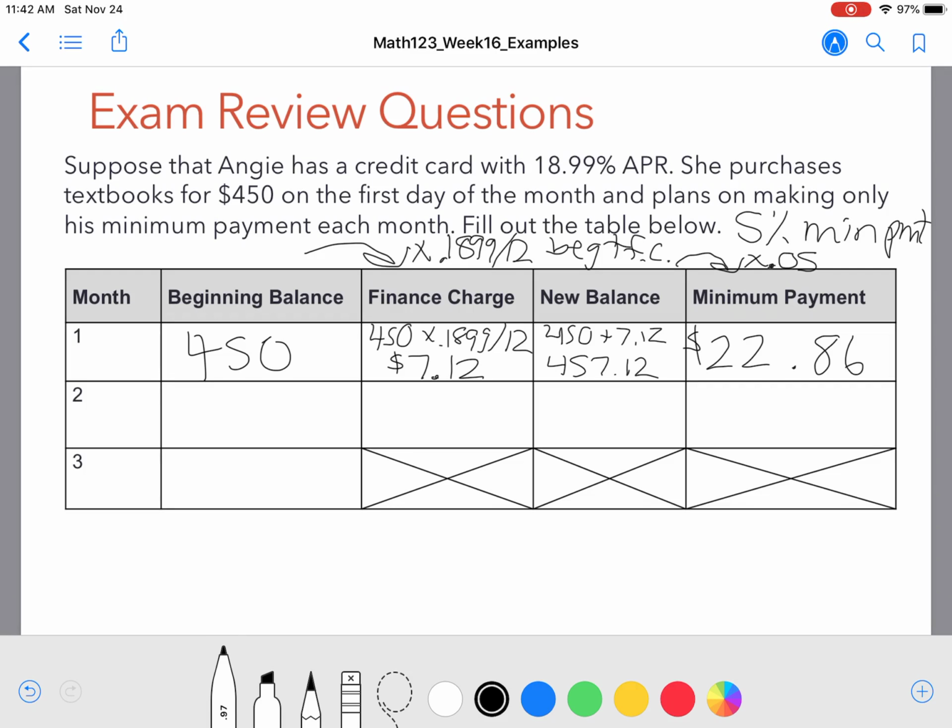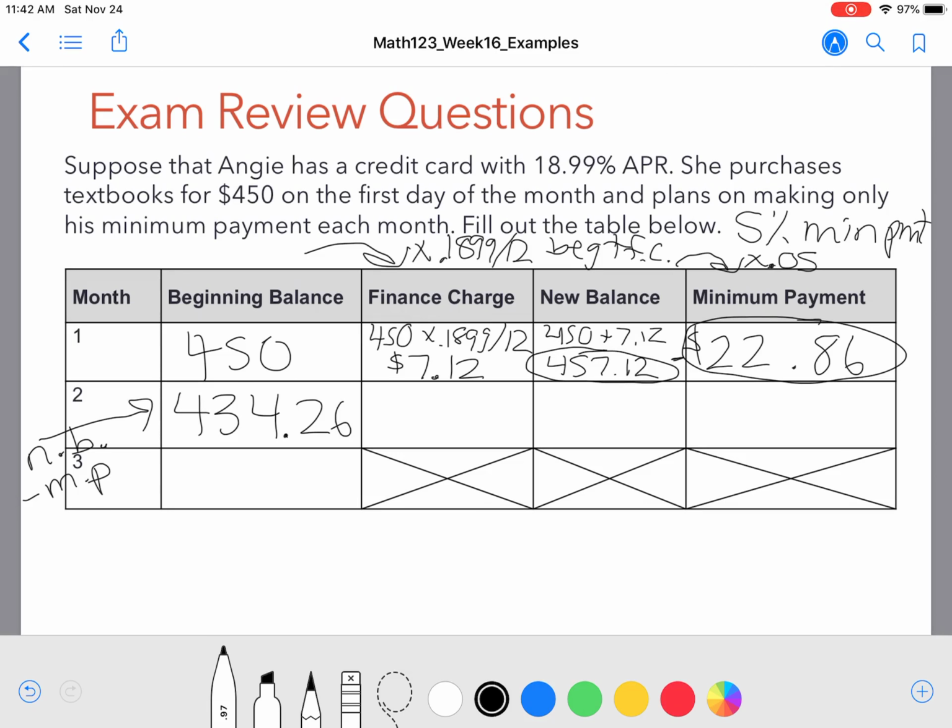And then our beginning balance here, we're going to find the next month by taking our new balance minus the minimum payment. We're basically taking what it is that she owes, which is $457.12, and then subtracting this minimum payment right here. And that gives us her beginning balance. So $457.12 minus $22.86, I get $434.26. All right, so that's her beginning balance here.